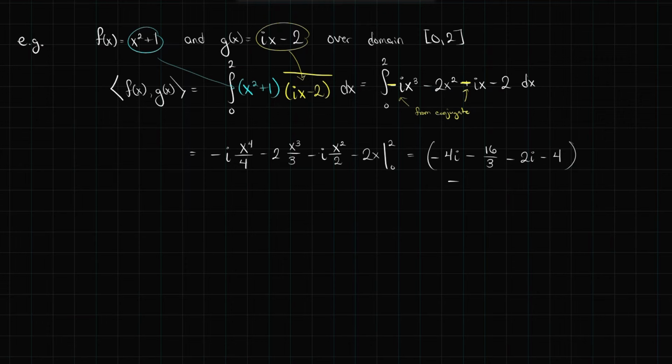Then you subtract, plugging a 0 in, which gives me 0, minus 0, minus 0, minus 0. Thankfully, the 0 terms don't matter too much, but I can combine the like terms to put myself in normal form. 4, by the way, is 12 thirds, so I'll have negative 28 thirds is my real part, minus 6i is my imaginary part. So that's how I can take an inner product of two functions. As long as somebody tells me the domain, I want to be clear that that's where I start and I stop all of my integrals.